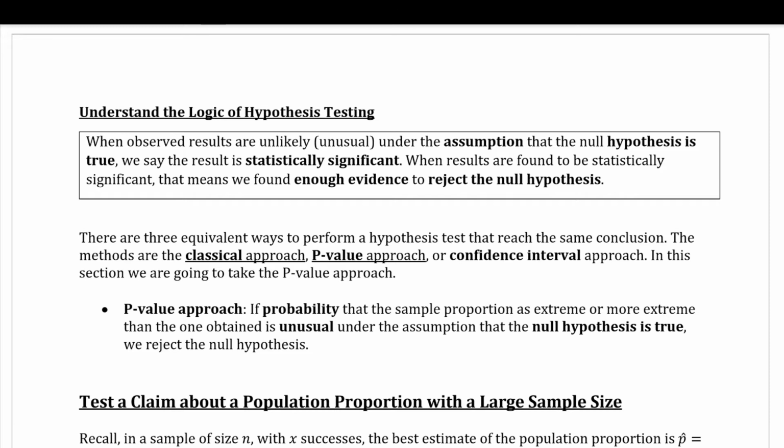Now we're going to talk about the 6-step approach to hypothesis testing. Now there are a few ways to do the hypothesis test. One of them being the classical approach. Okay, that's one with rejection regions and all sorts of stuff. And then the p-value approach, and then a confidence interval approach.